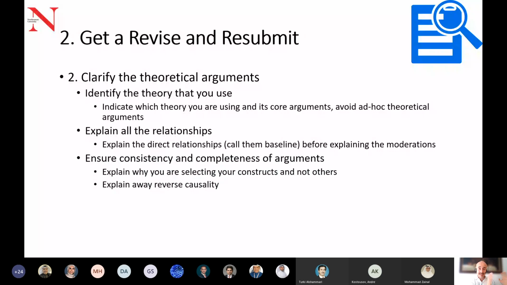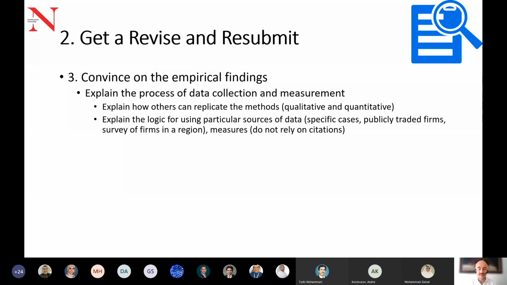Understand that you say that X affects Y, and there are people who have said that Y affects X. You have to explain the Y affecting X away. You have to deal with issues of reverse causality, not only in the empirical analysis, but also in the theoretical discussion. And then how do you convince that the empirical findings are good? Explain in very much detail how you collected the data, what the potential biases in this database are, and where you got the data. The idea here is that somebody who reads your paper should be able to replicate your process and more or less end up with a very similar database.